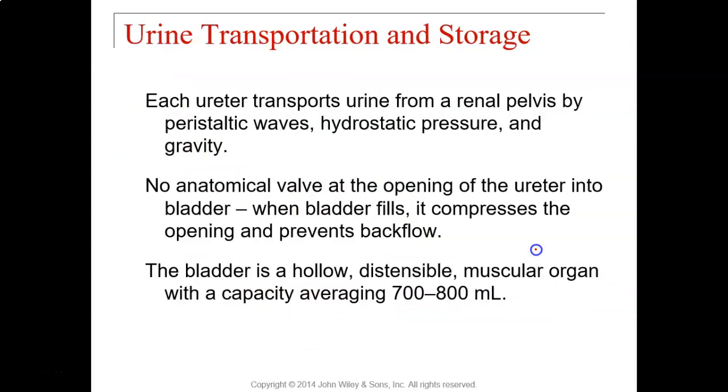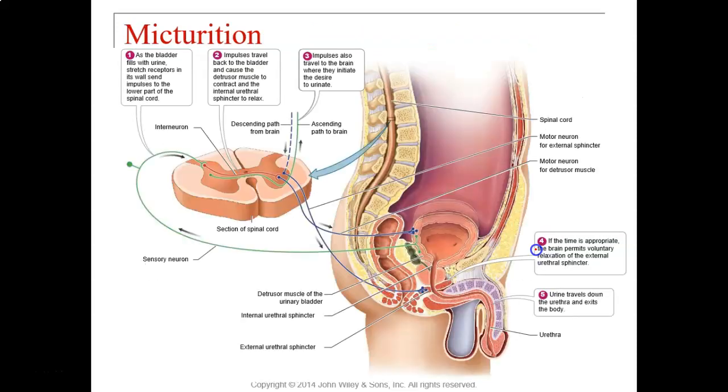You can see each ureter undergoes peristalsis to help push that urine down into the urinary bladder. Now, granted, pretty much gravity alone would take care of this. You can see capacity around 700 to 800 milliliters. So, onto the actual process, what's called the micturition reflex. It's all done via a reflex.